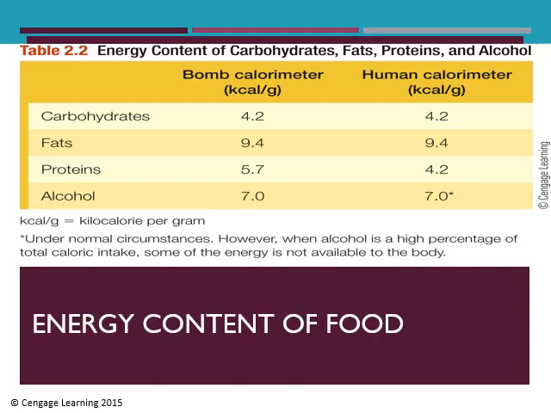This table lists the energy content of carbohydrates, fats, proteins, and alcohol as determined by a bomb calorimeter. The last column shows the number of calories that we can utilize from each of these. Carbohydrates, when burned in a bomb calorimeter, produce 4.2 calories per gram. Humans can use all of it for energy. Fats in a bomb calorimeter produce 9.4 kilocalories of energy for every gram, of which we can use all of it. Proteins produce 5.7 kilocalories of energy for every gram burned in a bomb calorimeter, while the human body can use approximately 4.2 of that.